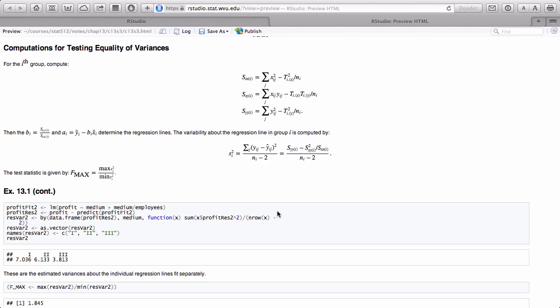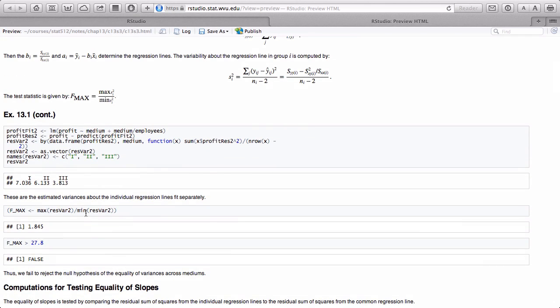And so that allows me, for each medium, I'm using a by statement. So by median, I'm mapping that function over each of the 3 mediums to get those variances. And then I'm converting them to a vector, and then I'm just naming them. By using the name statement, it gives a name to them. So these are the 3 variances. And if I take the max over the min, that's Hartley's F max.